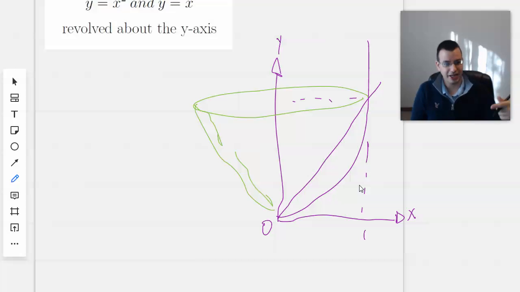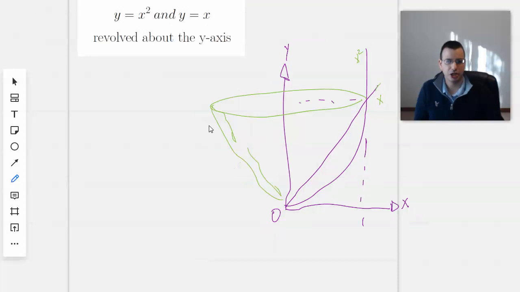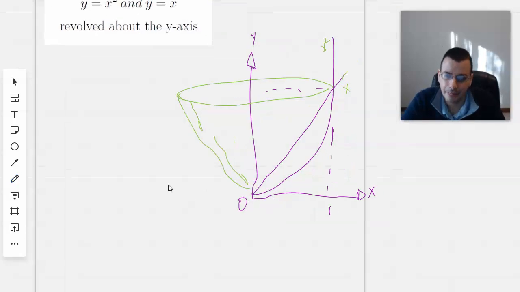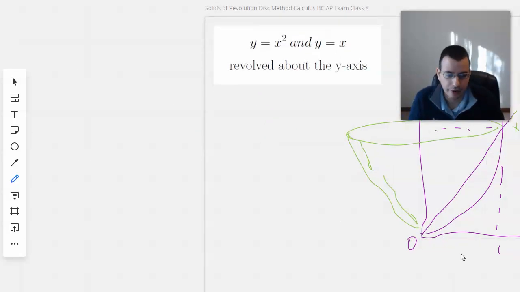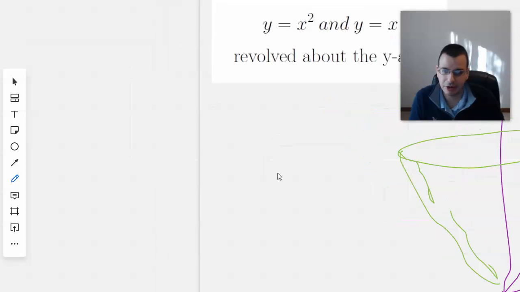We revolved around the x-axis. But this time, since we're revolving around the y-axis, it's going to be around the outside of this cone that we have, the y equals x. So this is x, and this is x squared. Yeah, I think that is probably a little bit sharper than it normally is in life. So, let's see, maybe over here.